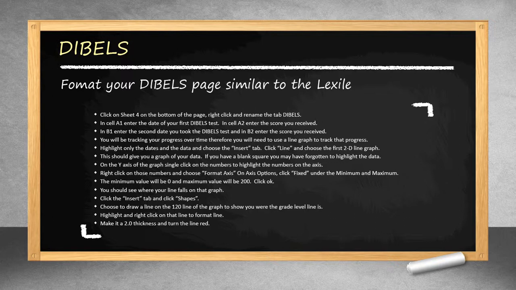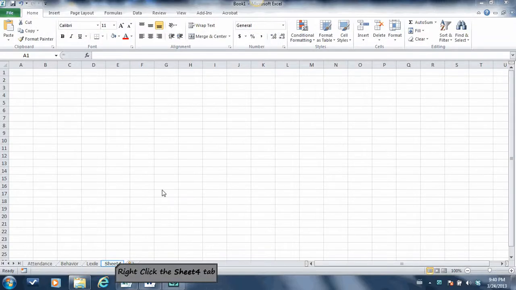Click the Insert tab and click Shapes. Choose to draw a line on the 120 mark of the graph to show where the grade level line is. Highlight and right-click that line. Make it a 2.0 thickness and turn it red. This tutorial follows the same process as your Lexile graph.